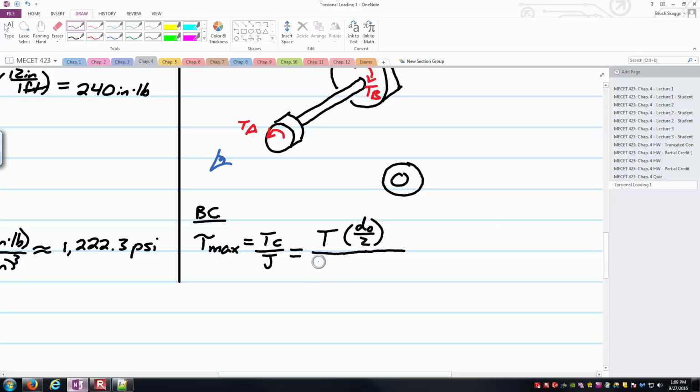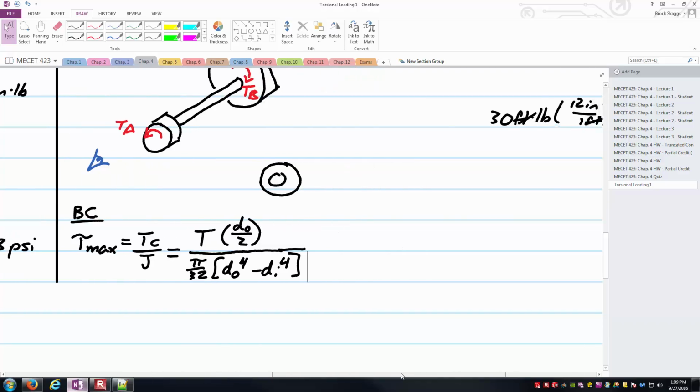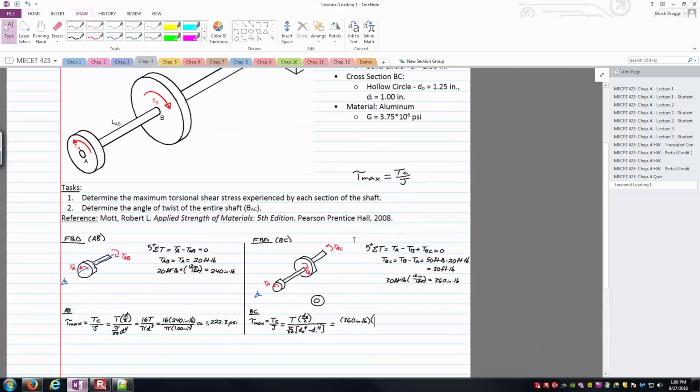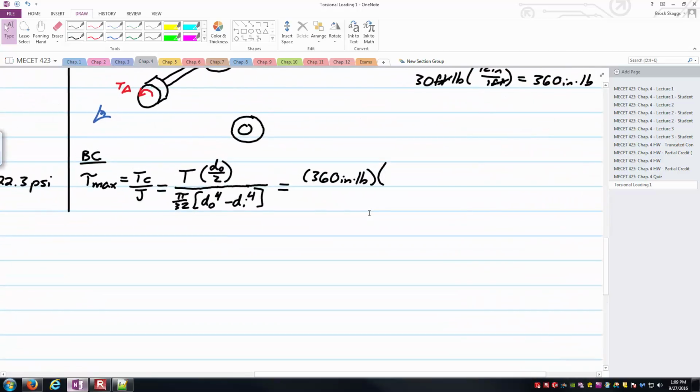And our polar moment of inertia also changed a little bit because it's going to be pi over 32 d outer to the fourth minus d inner to the fourth there. So basically you can think of it as calculating the polar moment of inertia associated with the circle on the outside, and then we're subtracting the polar moment of inertia associated with the circle on the inside there. And so after we realize that, it's just again plugging and chugging at this point. We've got the torque at 360 inch-pounds. The diameter for the outer, I believe, is 1.25 inches. The inner is just 1. So this is 1.25 inches over 2.